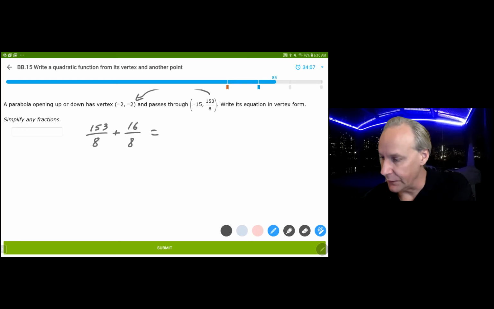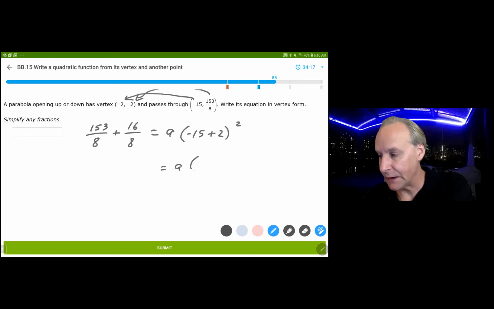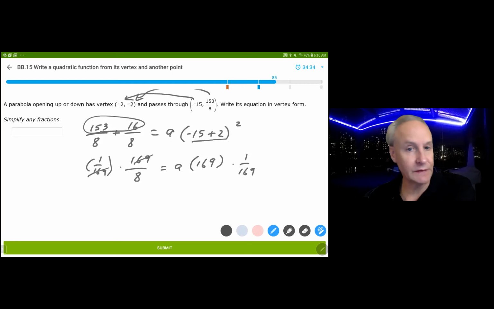And that's equal to A times negative 15. And remember, we're subtracting negative 2, so that's plus 2, quantity squared. And there's my A times negative 13 squared is 169. And there's my 169/8. And I'm going to multiply by 1/169. I imagine these fractions are pretty ugly looking as decimals. And that gives me 1/8 for my A.